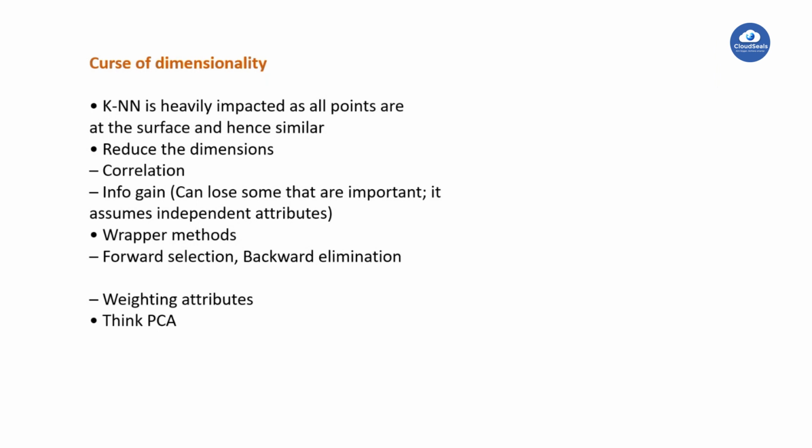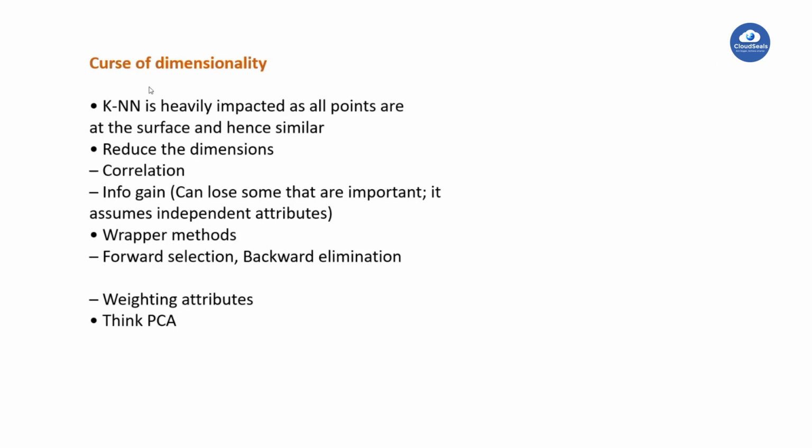At that time, what we need to do is reduce the dimensions by using correlation or information gain, whatever measurement we choose. How do we do it? These are the wrapper methods: forward selection and backward elimination. These are two separate concepts, and I will explain them in coming sections. Just like bias and variance, these are two different concepts, forward selection and backward elimination. We'll cover those concepts in coming sessions.